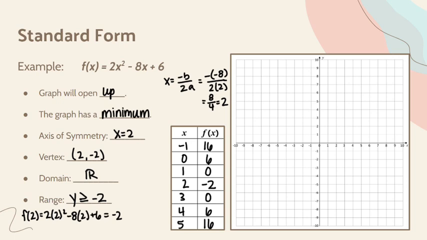So over 0, up 6. 1, 0, 2, negative 2, 3, 0, and 4, 6. And then put our parabola in. All right. So we have graphed an equation in standard form.